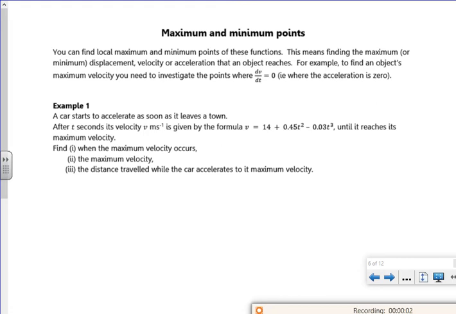Hi everyone, so this is the first video for the second lesson of the third pack. It's talking about max and min points now. So we can find max and min, because it talks about here, like, say, the maximum velocity.